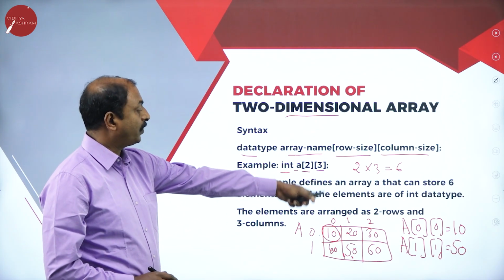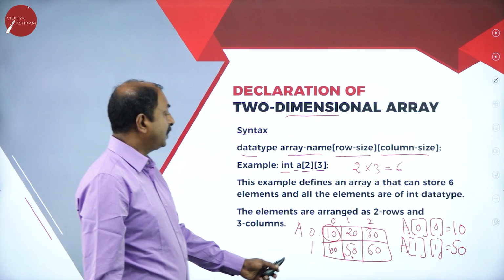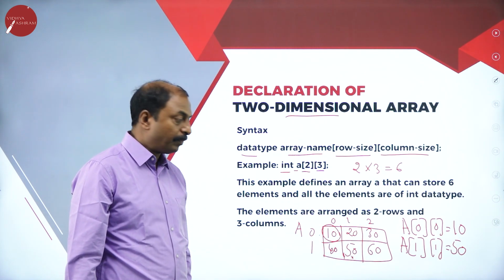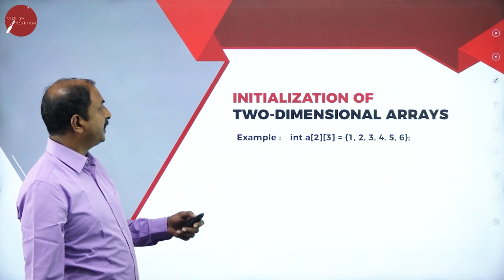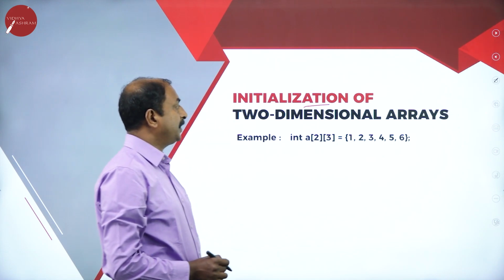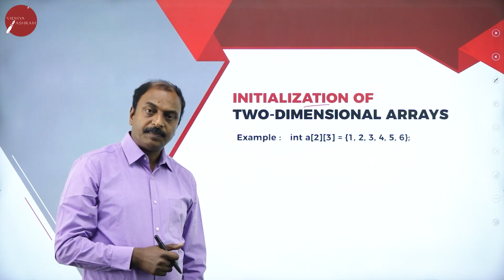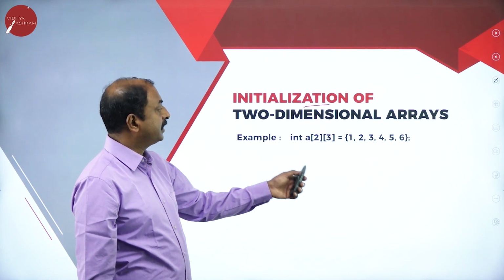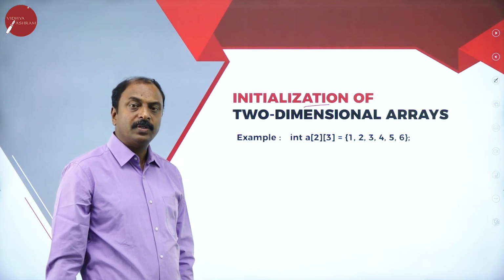This is an example of a two-dimensional array. This is how we assume the arrangement of elements in computer memory. And in the next slide, we'll see how to initialize the values of a two-dimensional array. In the previous example, we saw how to initialize the values of a one-dimensional array. Now let us see the initialization of a two-dimensional array.